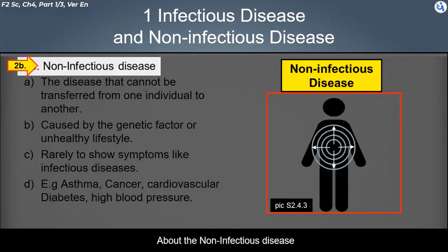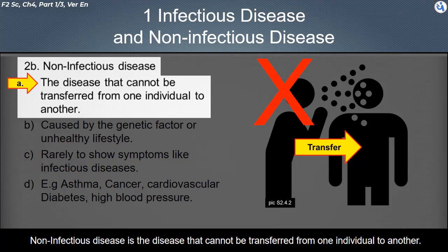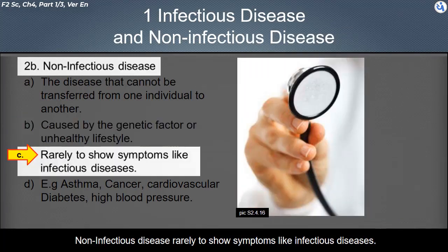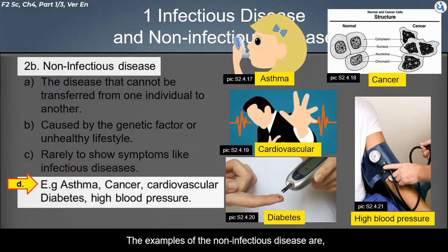About non-infectious disease. Non-infectious disease is the disease that cannot be transferred from one individual to another. Non-infectious disease is caused by genetic factors or an unhealthy lifestyle. Non-infectious disease rarely shows symptoms like infectious diseases. Examples of non-infectious disease are asthma, cancer, cardiovascular disease, diabetes, and high blood pressure.